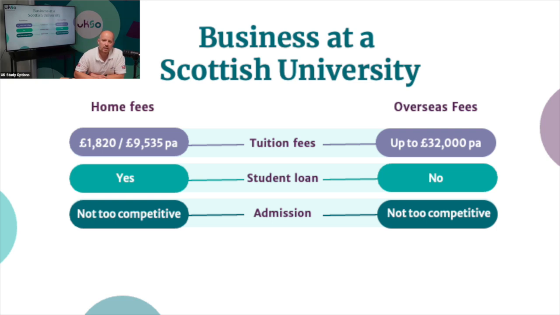And then finally, in terms of admission, in this example, there is no difference between your chances of getting an offer based on your fee status. So in this example, it's on the same basis. So not too competitive. Depending on which university in Scotland you apply to, it's a little bit easier to get a place on the course as opposed to a medical degree. But it won't make a difference whether you get assessed as a home fee payer or an overseas fee paying student.